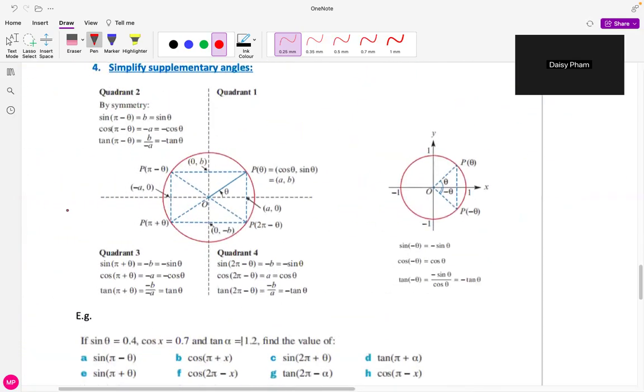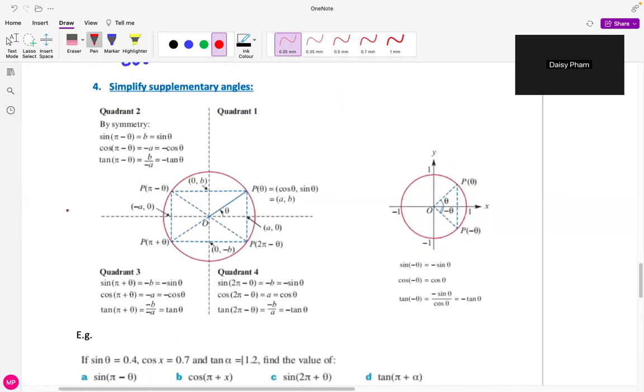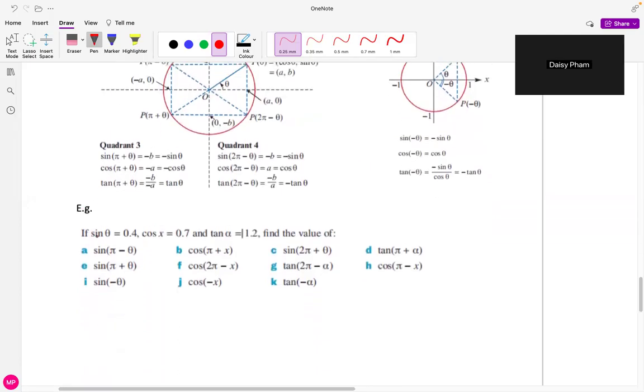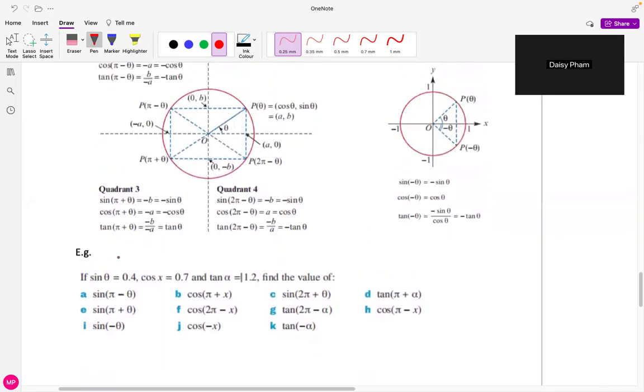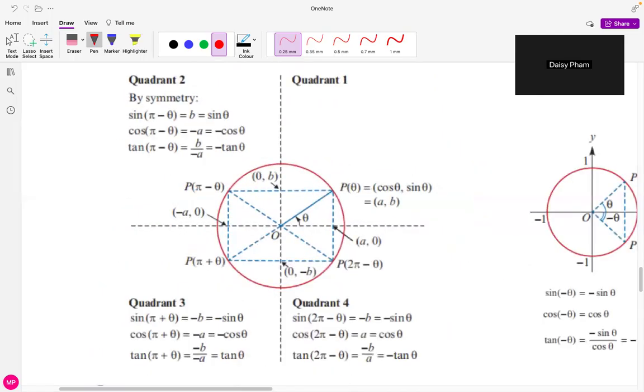All right. This is the last thing of today's lesson, which is to simplify using supplementary angles. So you are expected to simplify an expression like that. Now, if you look at this circle here, you can see this is the x-axis. This is the y-axis. Now, theta is the angle, right?